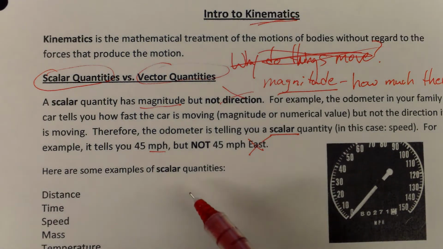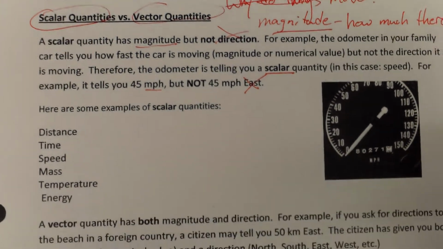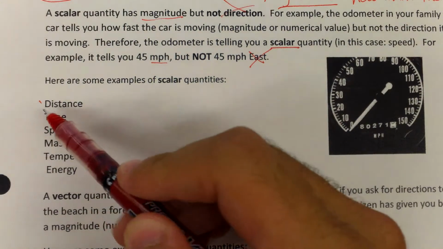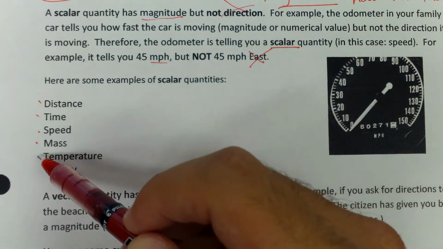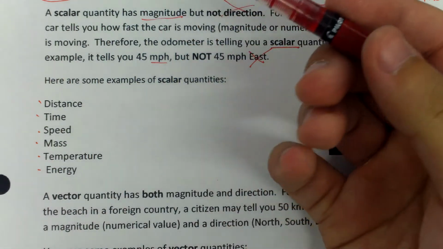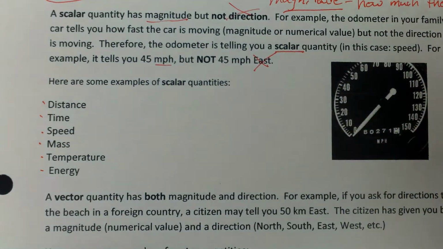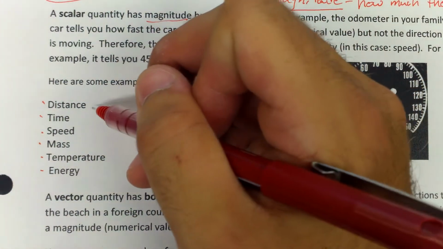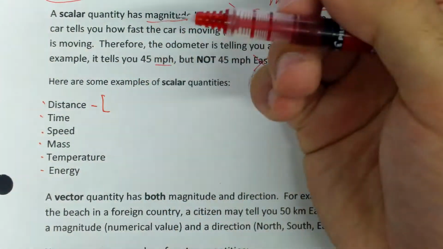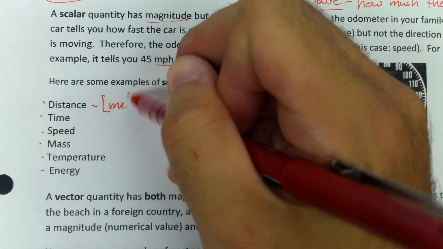Here are some examples of scalar quantities. Okay? We have distance, time, speed, mass, temperature, and energy. And to really understand each of these measurements, we're going to need to take a look at the units we use. The standard unit we use for distance is the meter.